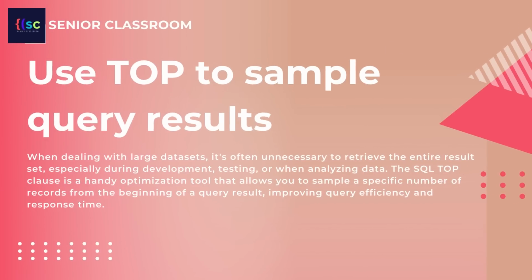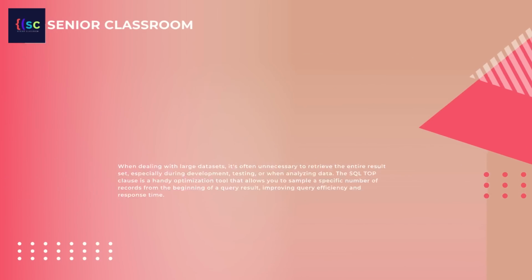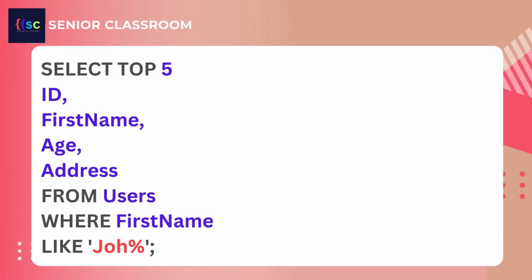Next is use top to sample query records. When dealing with large datasets, it's often unnecessary to retrieve the entire result set, especially during development, testing, or when analyzing data. The SQL top clause is a handy optimization tool that allows you to sample a specific number of records from the beginning of a query result, improving query efficiency and response time.